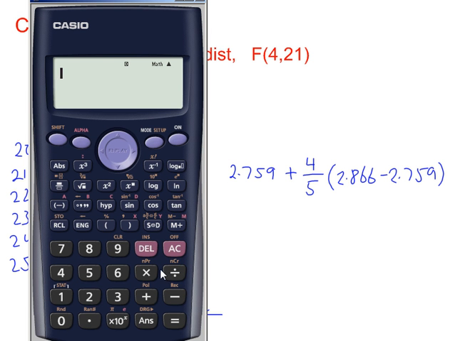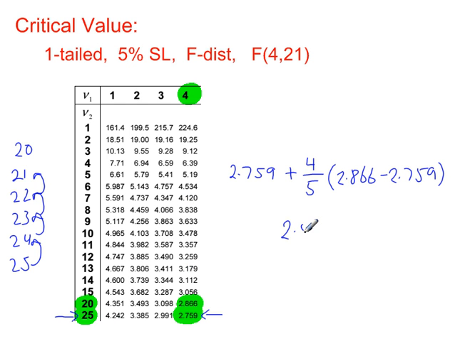Again, that goes into the calculator. 2.759 plus 4/5 times 2.866 minus 2.759, so 2.8446. That will be the critical value that we're looking for. And just to check, 2.8446 should be in between these two values, and it is.